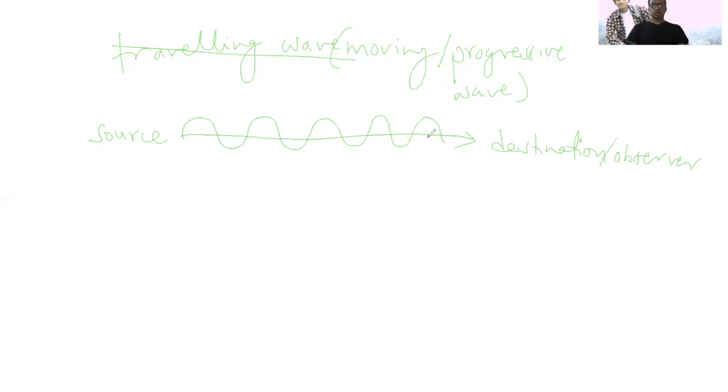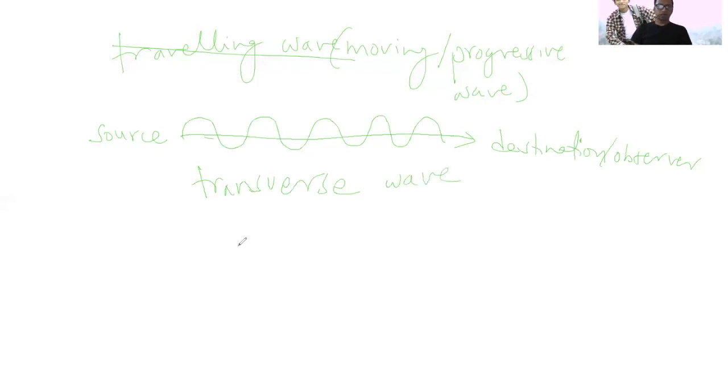This is the direction. And if the vibration of the particles in the medium is perpendicular to the direction of the wave, in this case, these are the vibrations of the particles present in this medium between source and destination or observer. So the vibration of the particles is perpendicular to the direction of propagation of the wave. Such a type of wave is known as a transverse wave.